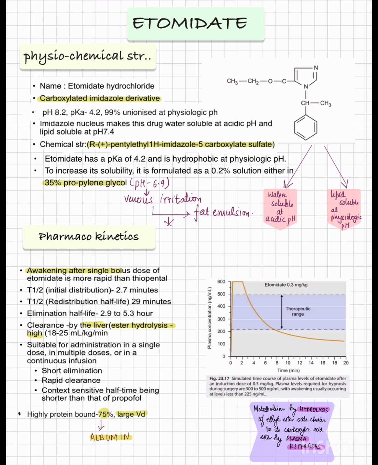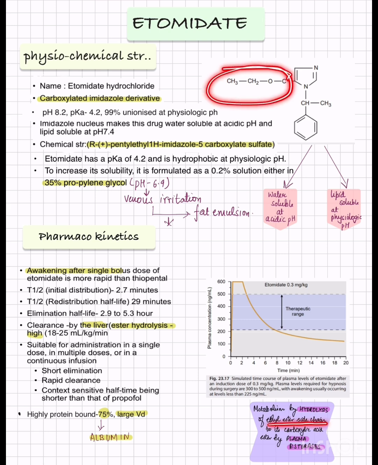Coming to pharmacokinetics, the initial distribution and redistribution times are 2.7 minutes and 29 minutes, with a T half of 2.9 to 5.3 hours. Clearance is by liver, very important. Can you tell me other IV induction agents which are cleared by liver? Clearance is by liver by ester hydrolysis. So basically, metabolism of etomidate is by hydrolysis of the ethyl ester side chain.